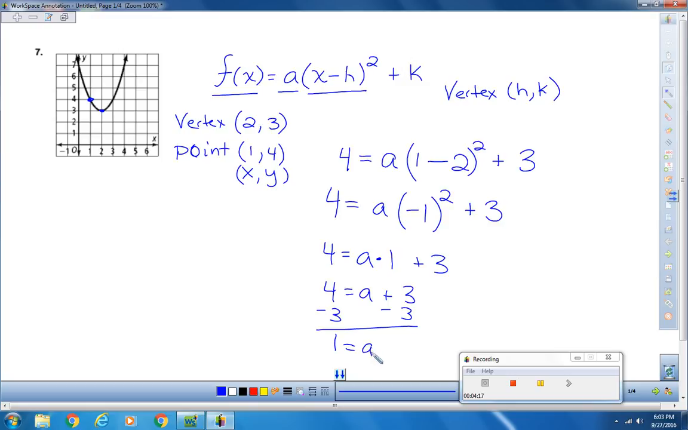Now why was that so important? Well, the vertex form of an equation of a parabola is always going to include f of x and x. As long as I know a, h, and k, I can write out the vertex form. So here's the final step to this equation. I have f of x is equal to a, which is 1, times x minus h, h being 2, squared plus k.